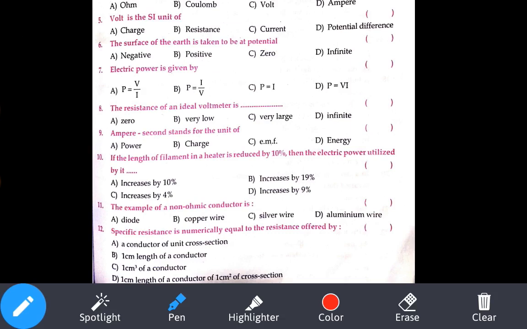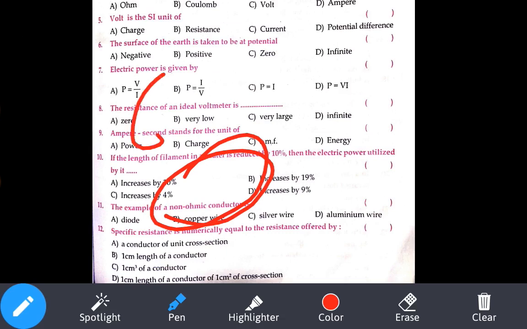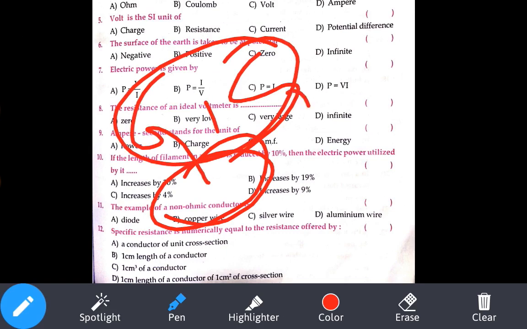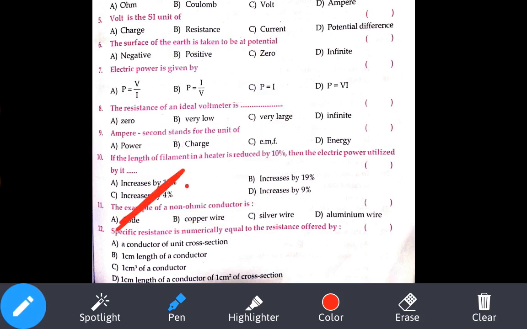Now, the example for a non-ohmic conductor. A non-ohmic conductor means one which will not follow Ohm's law. So here gases and semiconductors all come under non-ohmic. Semiconductor means, if you see the options, diode is a semiconductor. So that is our answer.